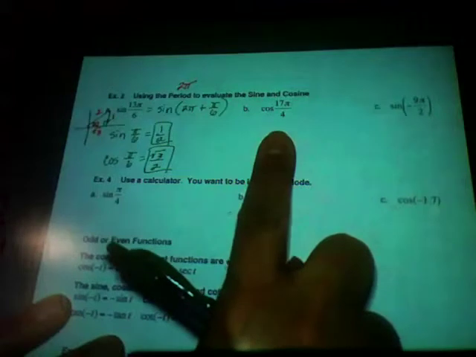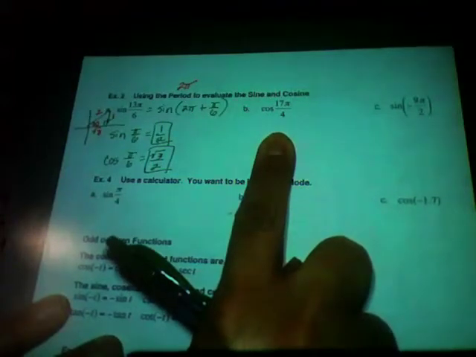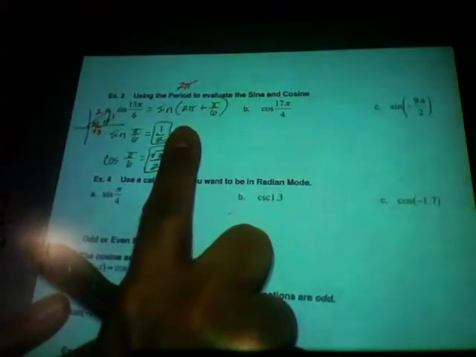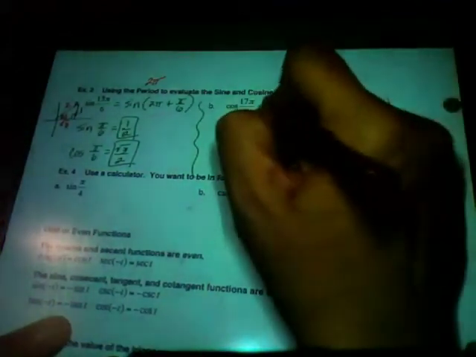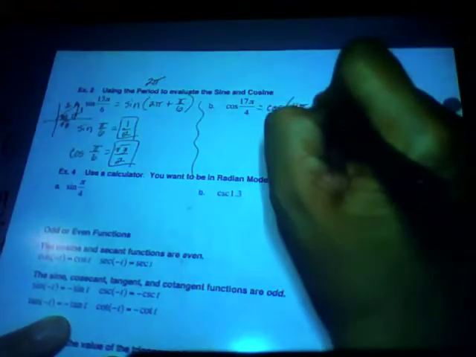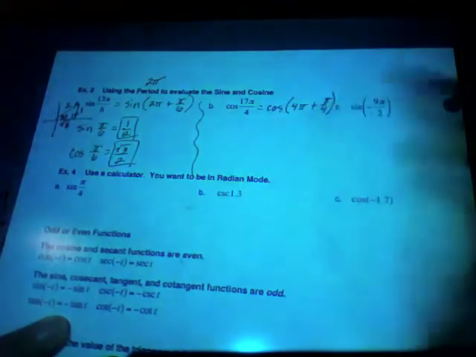All right, find cosine of 17 pi over 4. Split it into periods. How many times does 4 go into 17? Start with that. This time you got 4 pi, right? Isn't that 2 full revolutions? So where does pi over 4 end up? What quadrant? Quadrant 1. And aren't sine, cosine, and tangent all positive in quadrant 1?